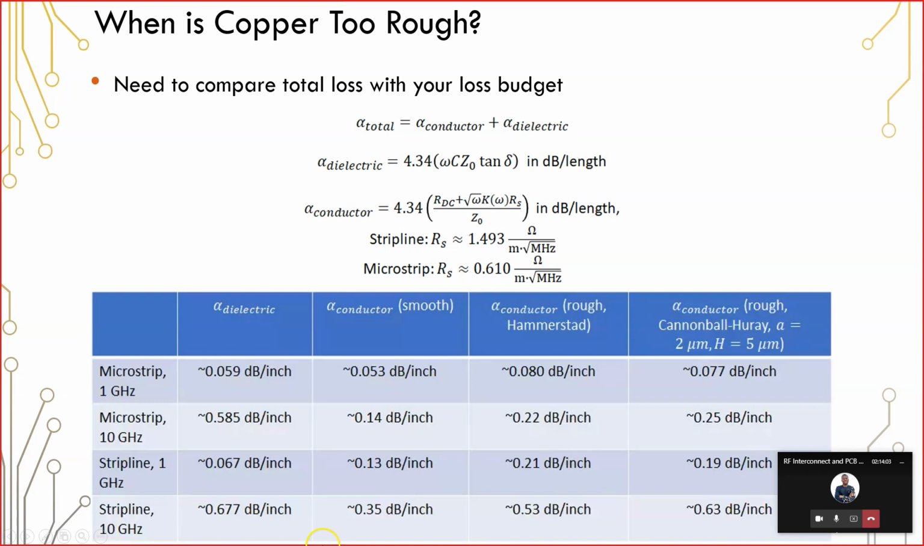for the dielectric loss versus the conductor loss. So this is another motivator to use as smooth copper as possible. Now, as you use a smoother copper, that's going to cause this K value to be smaller. So the smoothness of the copper does not change R sub S, which is your skin resistance. It only changes this roughness correction term here.